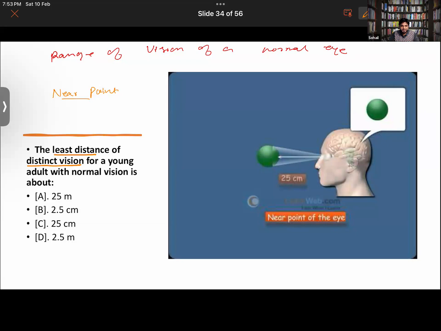So the near point of the eye is also known as the least distance of distinct vision, and the minimum distance at which one can read something without having any strain on your eyes is 25 centimeters away from the eyes. That is option number C here. So that is the thing.